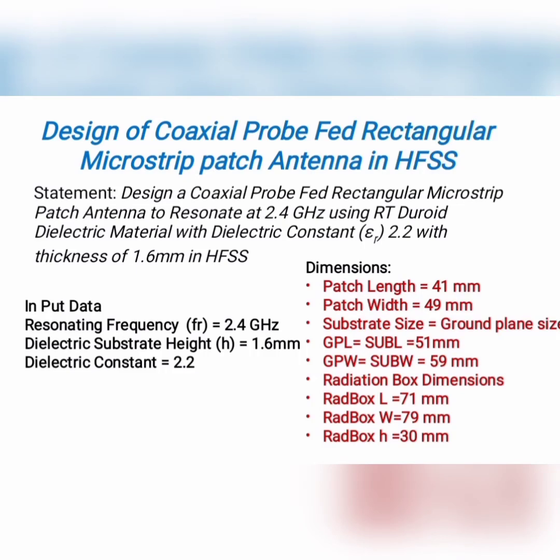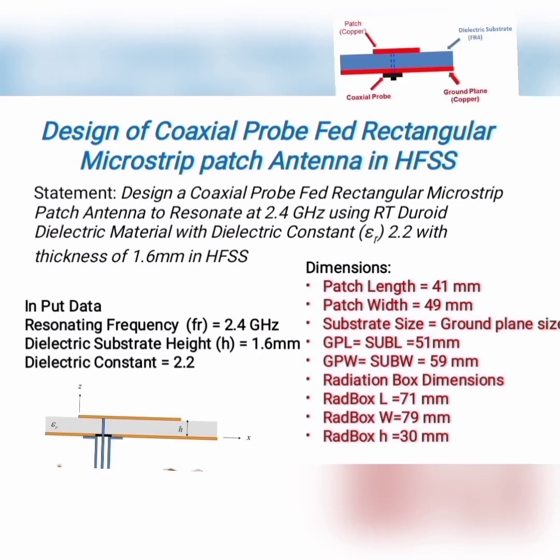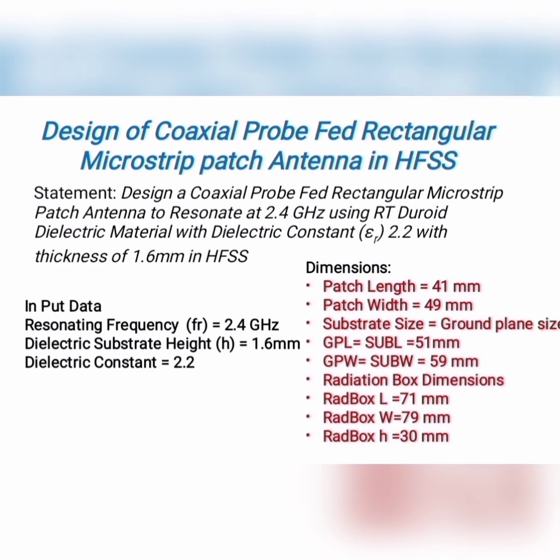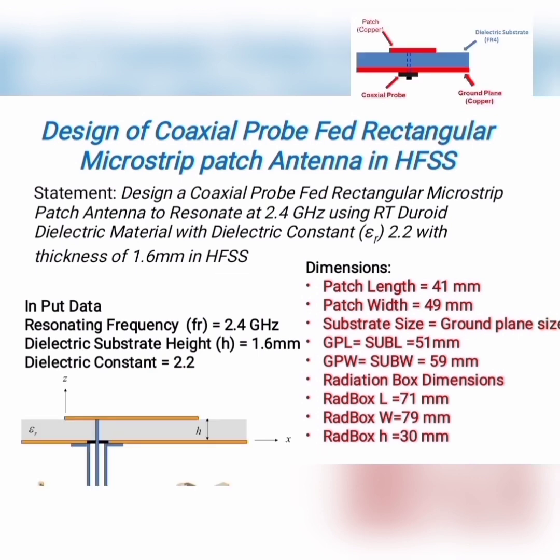This is Dr. Halapagajira. In this session, we are going to discuss how to design a coaxial probe-fed rectangular microstrip patch antenna using RT-Duroid dielectric material with a dielectric constant of 2.2 and a substrate thickness of 1.6 mm. All the input and output dimensions are given in this particular slide. You can go through that.